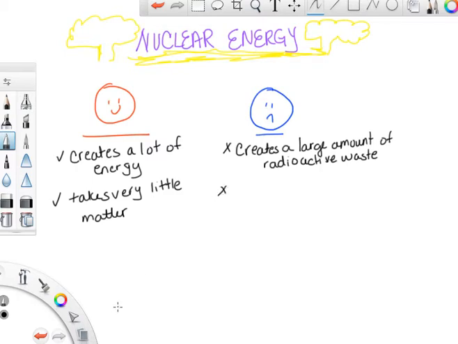Next thing, that waste that we create remains radioactive for thousands of years. So our great-grandchildren are going to be babysitting the waste that we make today in lead containment units buried underground unless we can find some other means to use it. So radioactive for thousands of years.